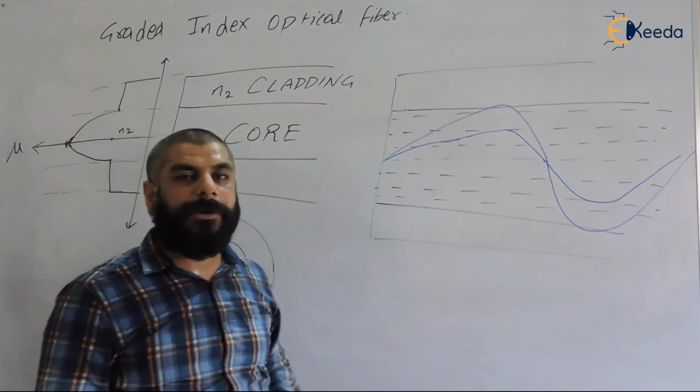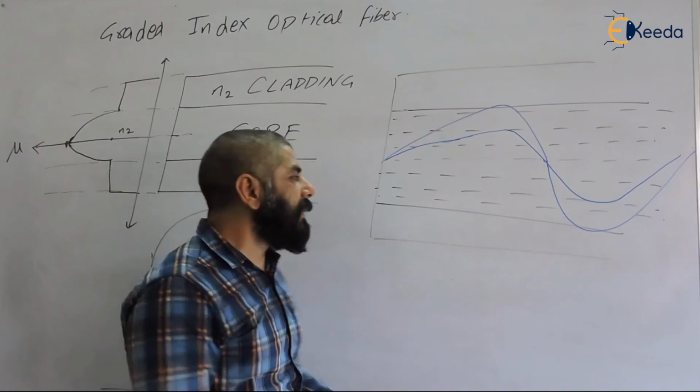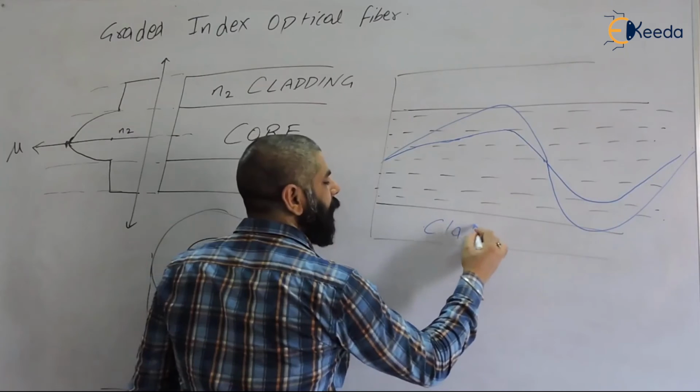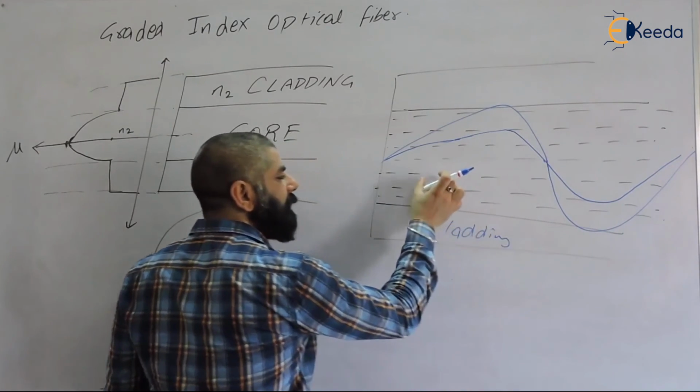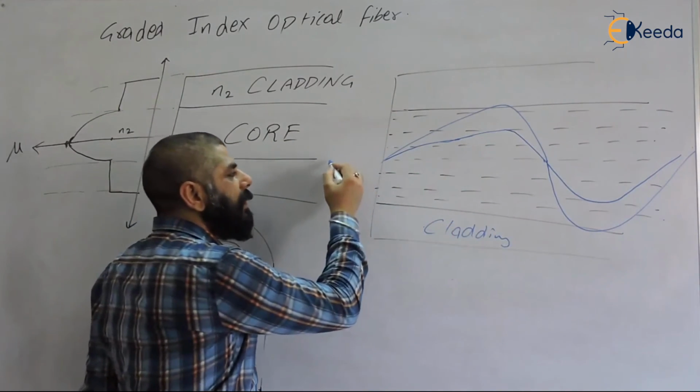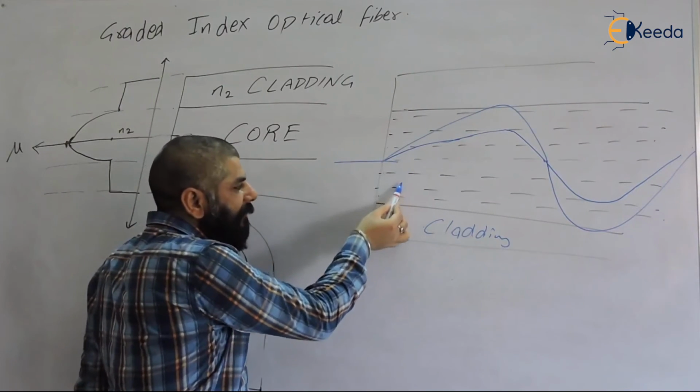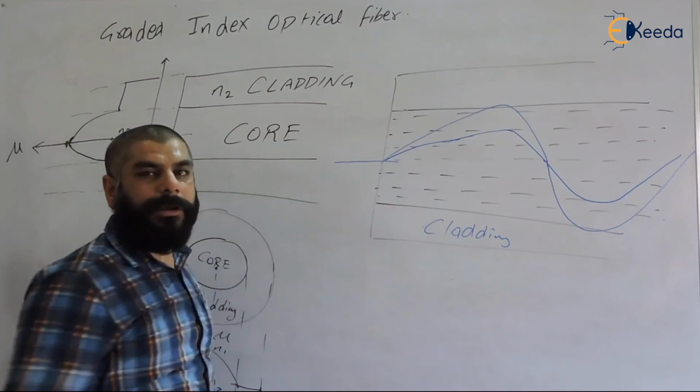multi-mode fiber. Next we'll discuss single mode and multi-mode. This is our cladding, which has a constant value of refractive index. This is the cladding part and this is the core part. The maximum value was at this point, the axis of the optical fiber. So these are the different profiles. It is designed for multi-mode.